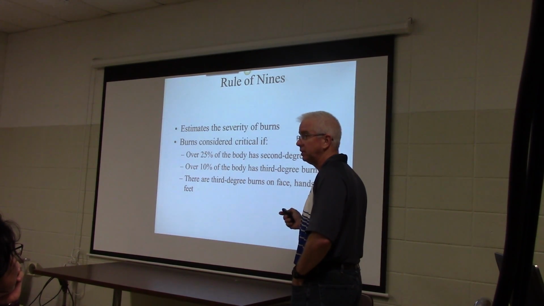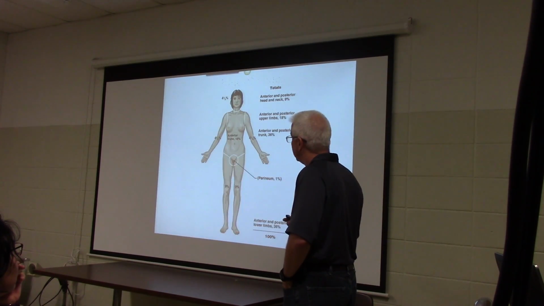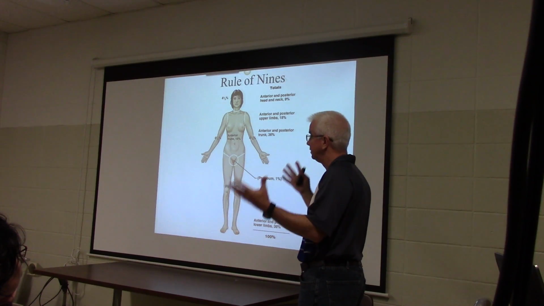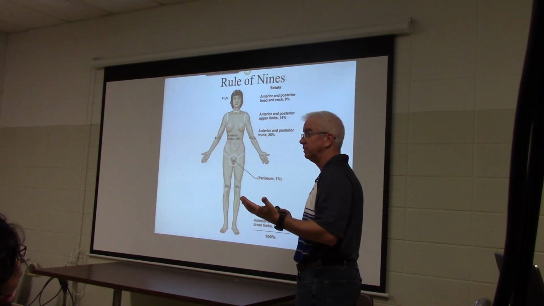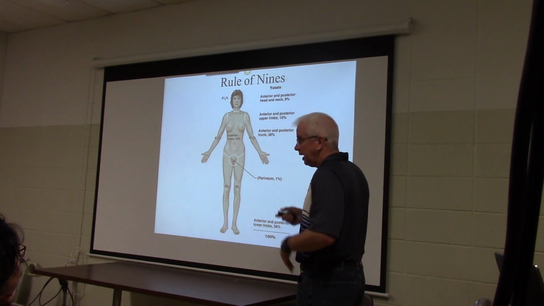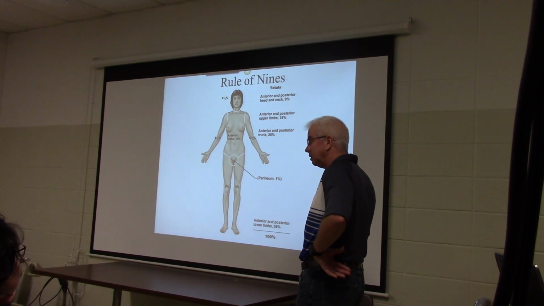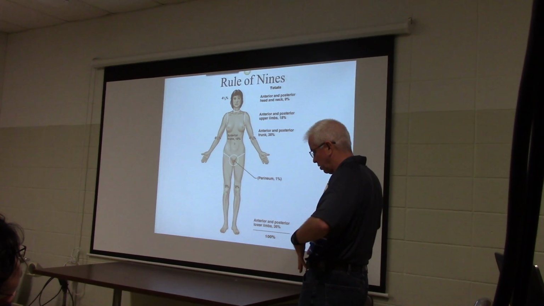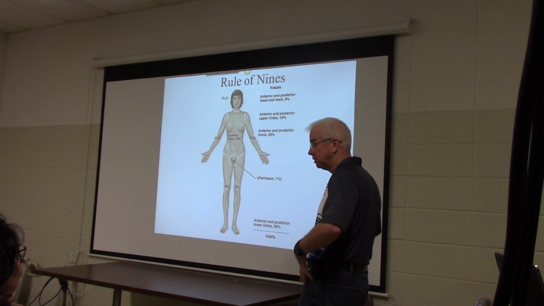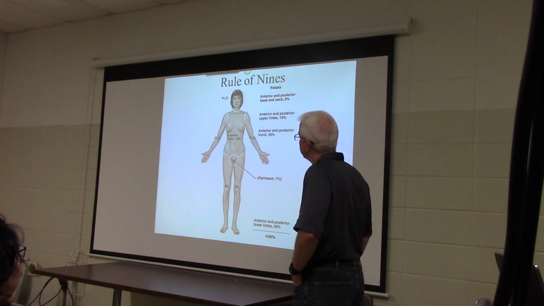So the body is split up into divisible parts of 9. So here they are, 4.5 on the front, 4.5 on the back. The head is 9%, but you already know that's critical if it's the face. The trunk is 18 on the front, 18 on the back. So a burn that would cover all the lower abdomen and pelvis would be about 9%. That's borderline critical right there. Just a burn right here would be considered critical if it's third degree.